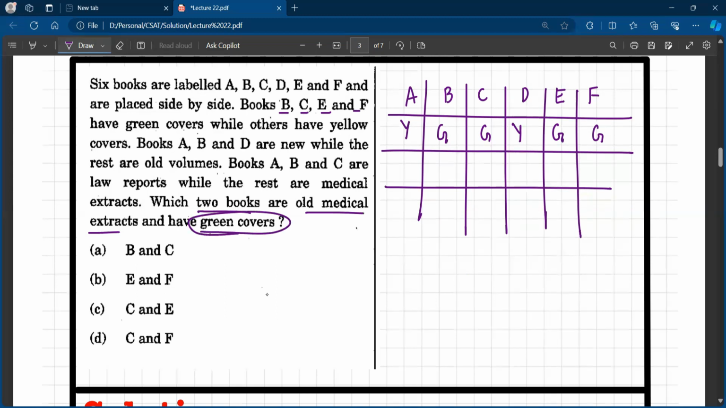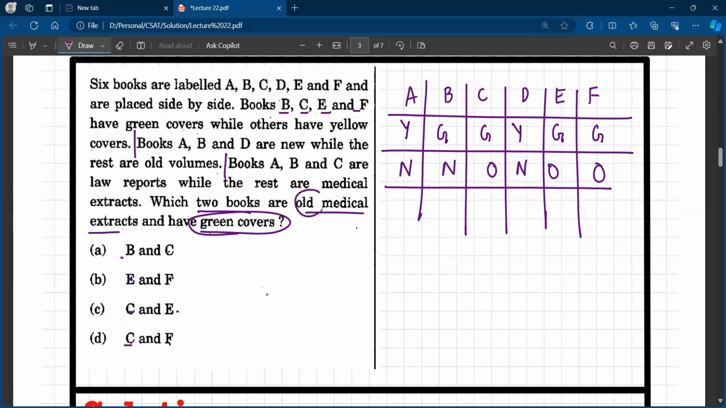तो green कहाँ पे है? B, C, E and F. Okay. Now this is the way I see the question as well as the option simultaneously. एक साथ देखते रहना है हर एक try में बीच बीच में. Have green covers while others have yellow covers. हो गया. Books A, B and D are new while the rest are old volumes. A, B, D are new while the others are old.